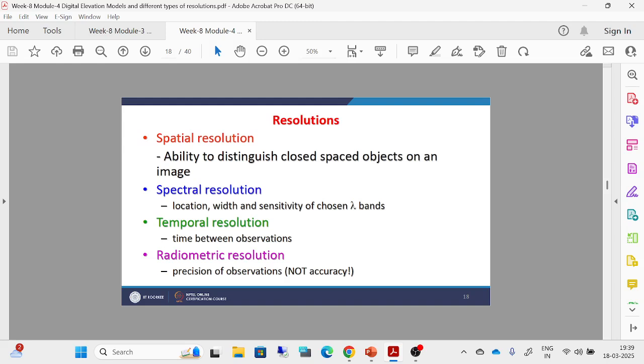Radiometric resolution tells you the precision of the observations. It will not tell you about the accuracy. It may not be very true to the actual value, but it will give you the precision regarding the observations.